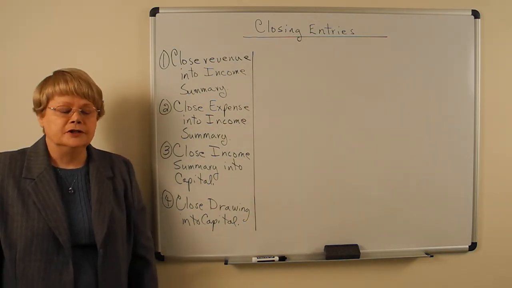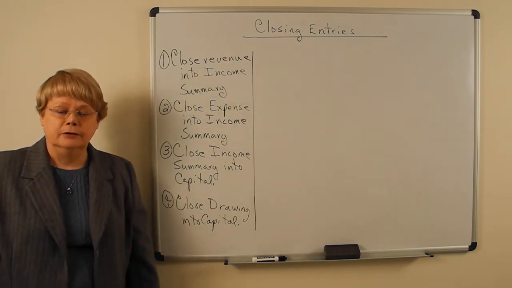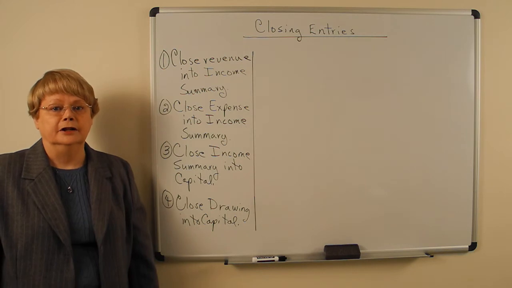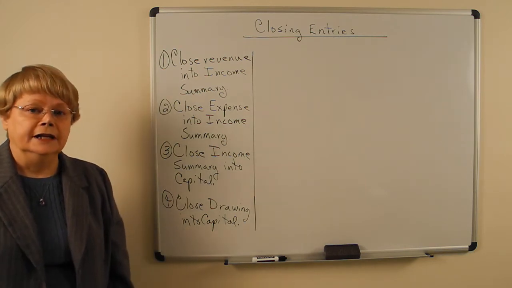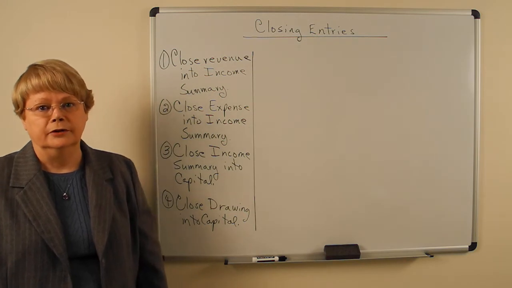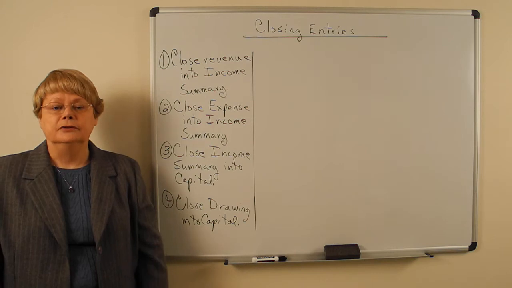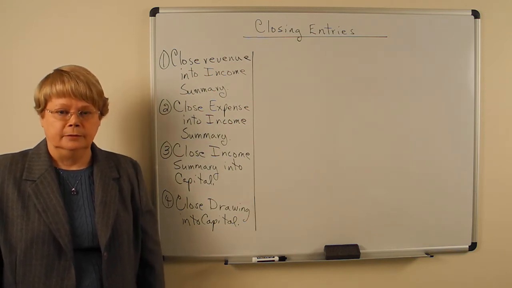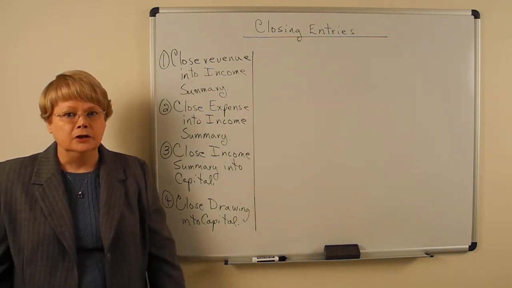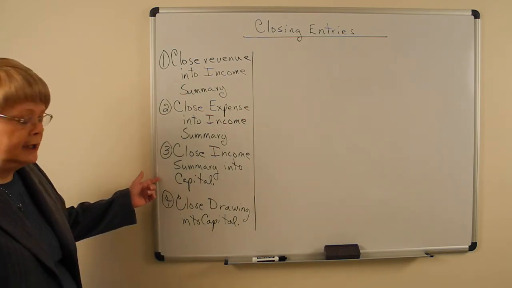Then once you get those accounts closed, you have a balance in income summary, either a debit or credit, depending on whether or not you have net income or net loss. If you have net income, you would have more revenue than you have expenses, so your balance would be on the credit side. If you have a net loss, you would have more expenses than revenue, so your balance would be on the debit side. But whatever that balance is, you're going to close it into capital. Remember, everything's going into capital now.